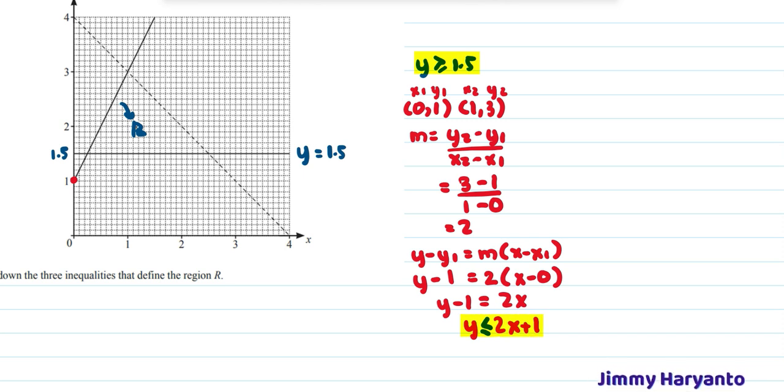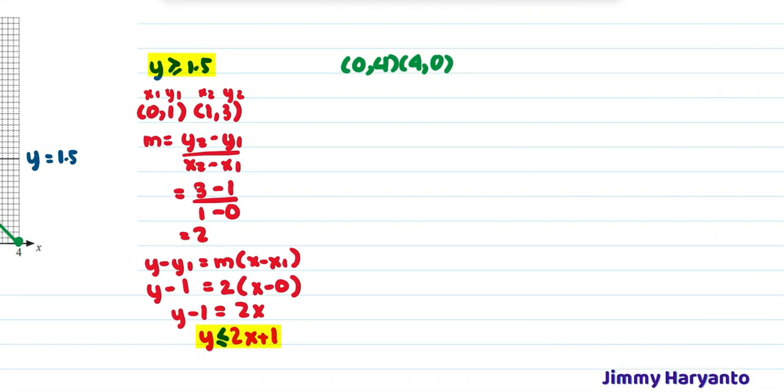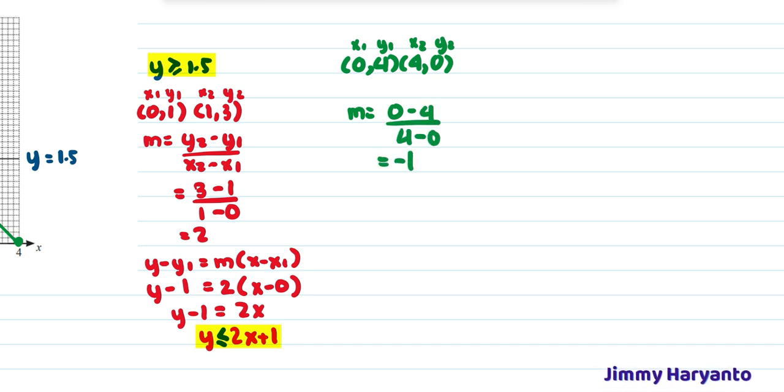Next, the third. For the third one, the line will be that one, and then it passes through (0,4) and also (4,0). Okay, let's do it like before. So this one is x1, y1, x2, and y2. Find the gradient first. Y2 minus y1 over x2 minus x1. So you'll have negative 1 as the result.